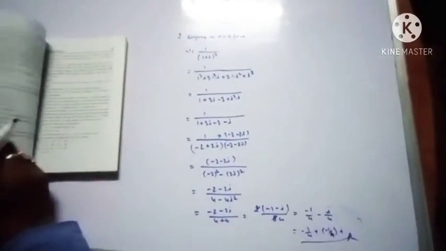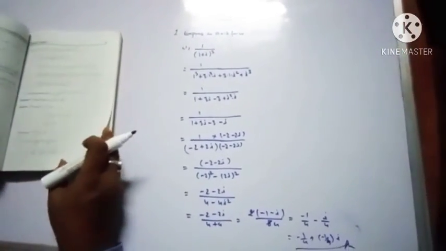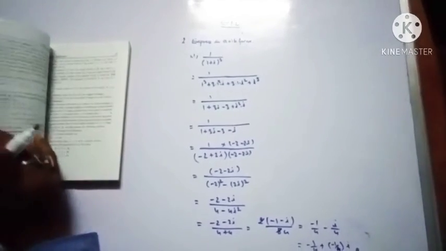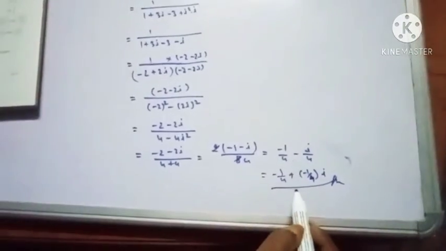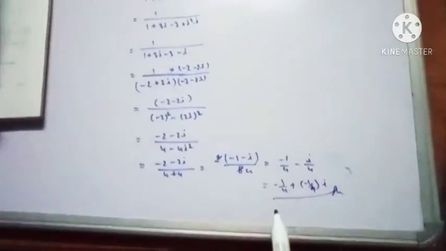First, see, minus 1 by 4 minus 1 by 4i. So you can write like this or like this. They are the same. Now I am going to another question.